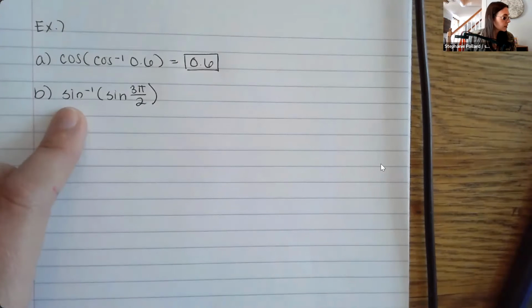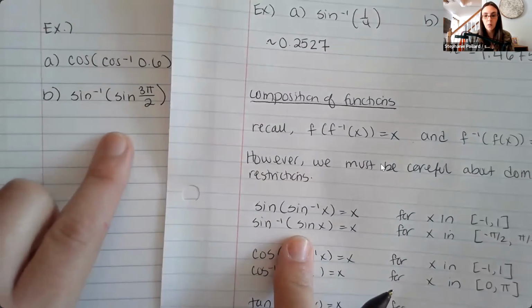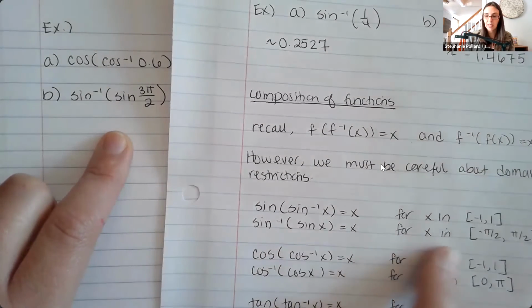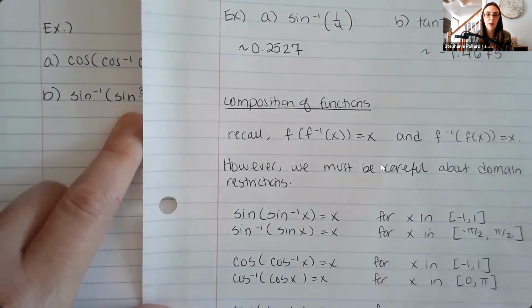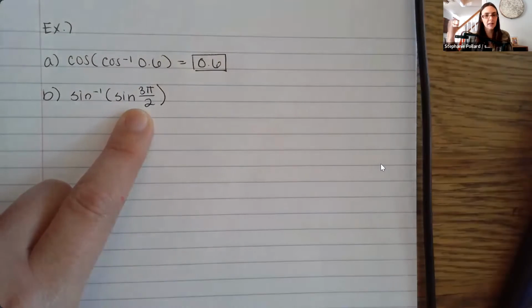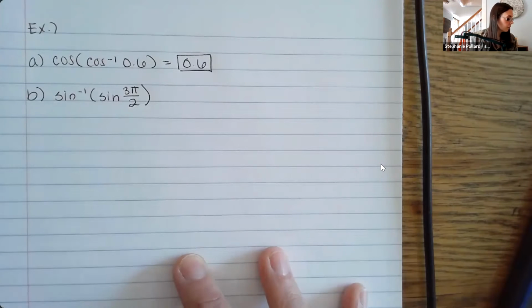For the next one, doing another sine one here. So I have inverse sine first. Okay, so inverse sine of sine works when our x value is between negative pi over 2 and positive pi over 2. So again, this 3 pi over 2 is too big. I can't just cancel them. This is not going to be an easy one. I'm going to have to do a little bit of work first.